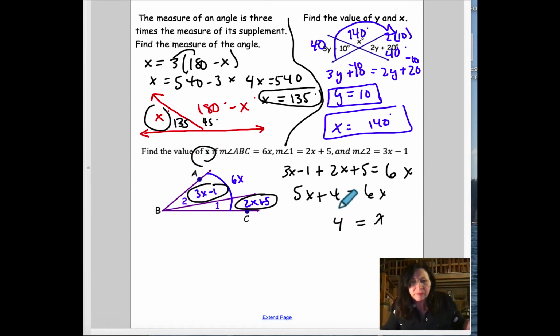Find the value of x. We did it. Okay, so that's it. I would assume, though, that on the test, you would actually have to plug these values in, because they may say, hey, find the measure of angle 1.